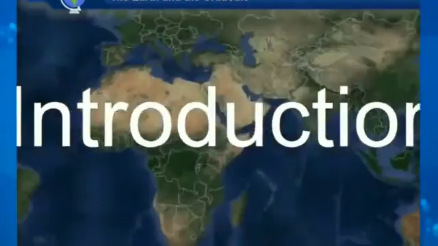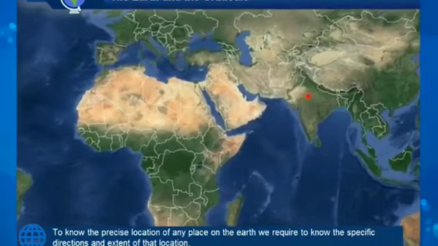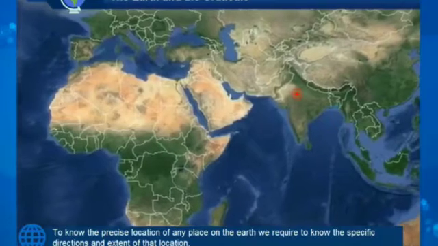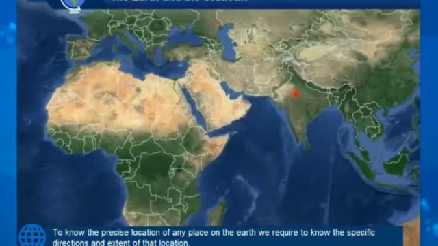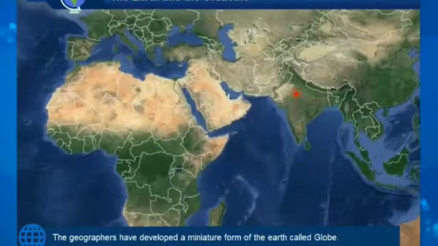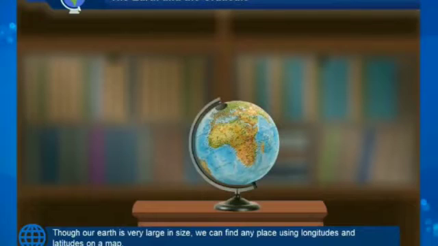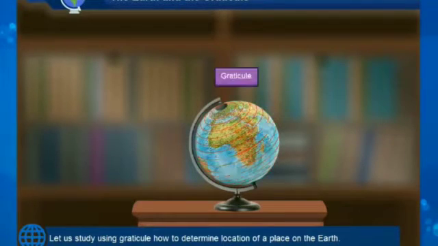Introduction. To know the precise location of any place on the earth, we require to know the specific direction and extent of that location. The geographers have developed a miniature form of the earth called globe. Though our earth is very large in size, we can find any place using longitudes and latitudes on a map. Let us study using graticule how to determine location of a place on the earth.